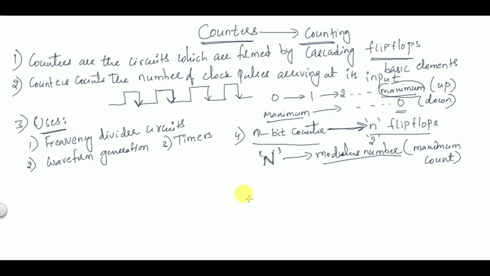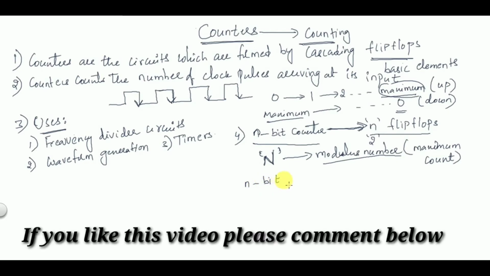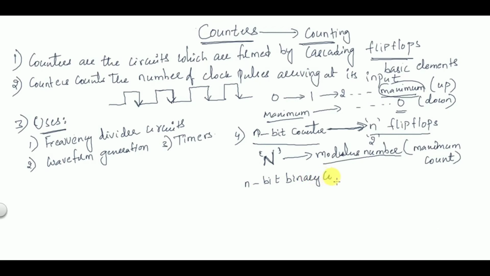Suppose we are calling it an n-bit binary counter. Its modulus value should always be less than or equal to 2 power n. So the maximum modulus number possible is 2 power n only.